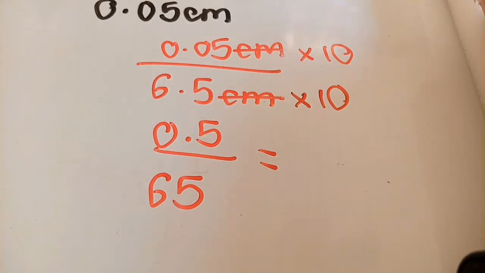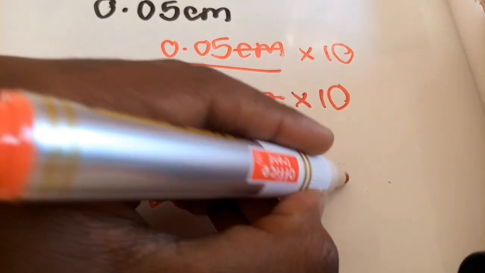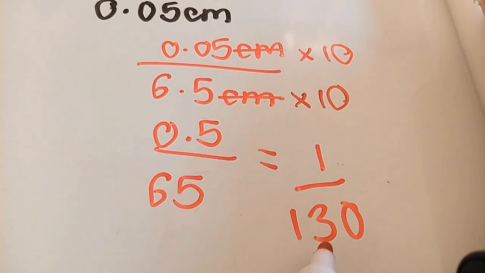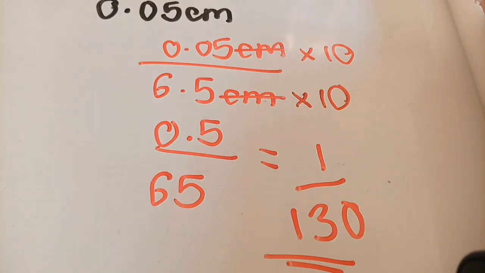If we find that, it would give us 1 over 130. If you divide this on your calculator, it would give you 0.07692 going on. So that is how we find our relative error. Relative error is just the absolute error over the true value which you have been given.